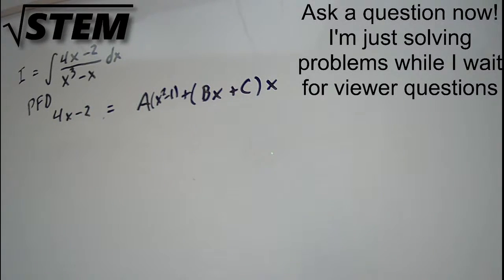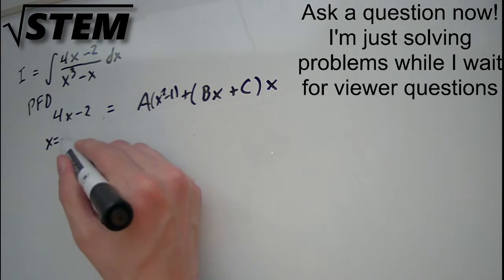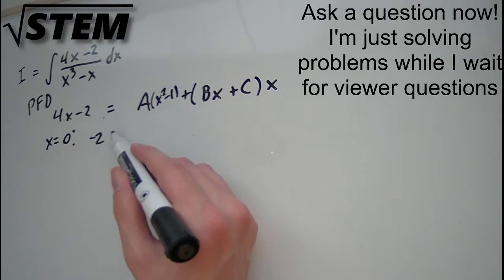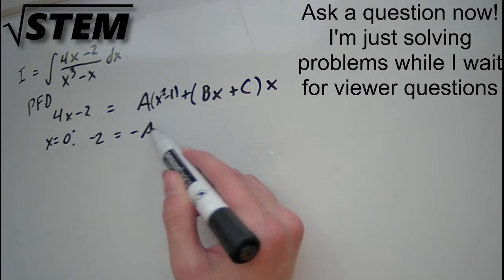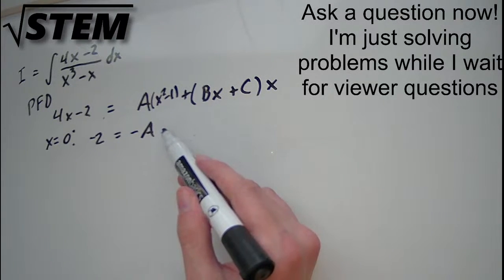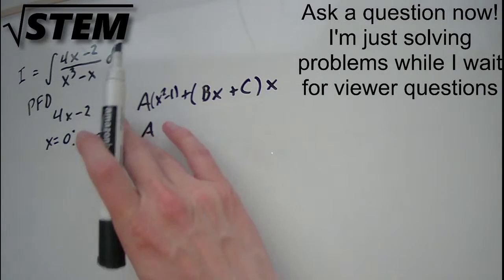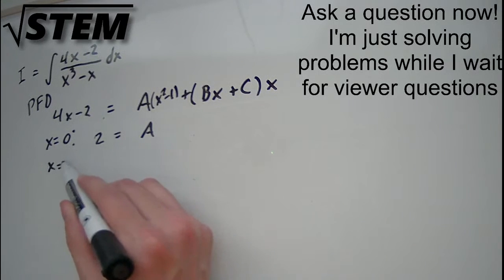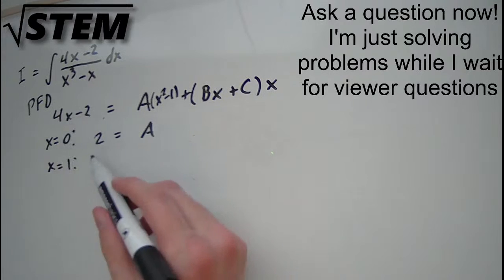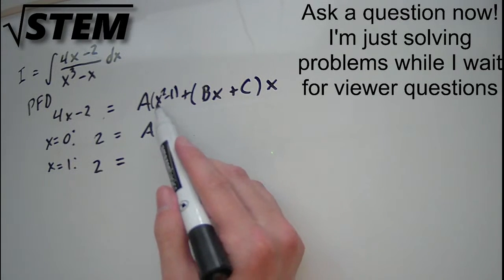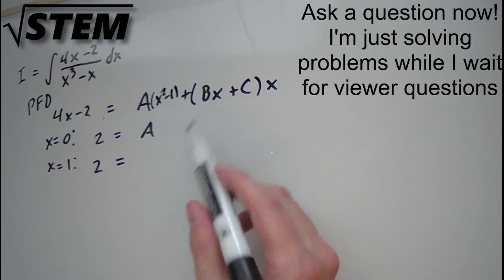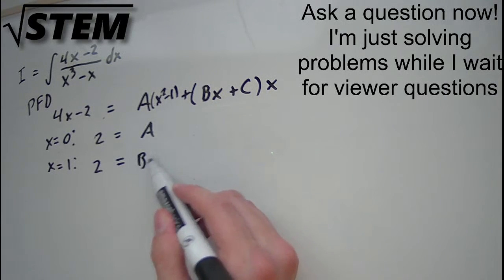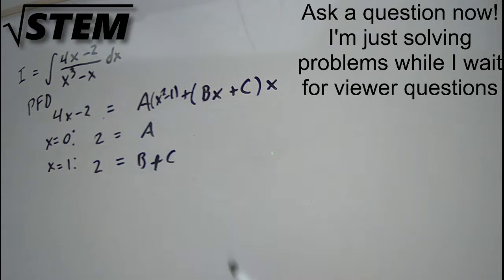Then we'll plug in some choice x values. So let's of course try x being equal to 0. Get negative 2 equals negative a, and that's it. So a equals 2. Okay. Try the classic x equals 1. Get 2 on this side. That becomes 0. We get b plus c. Okay.